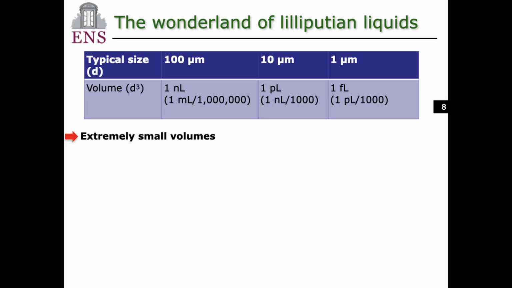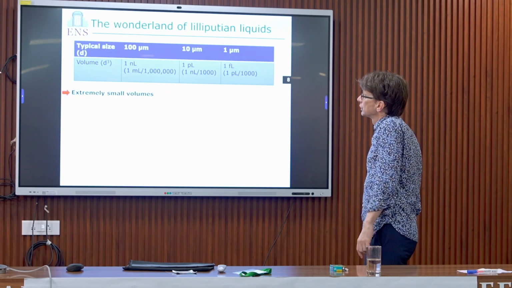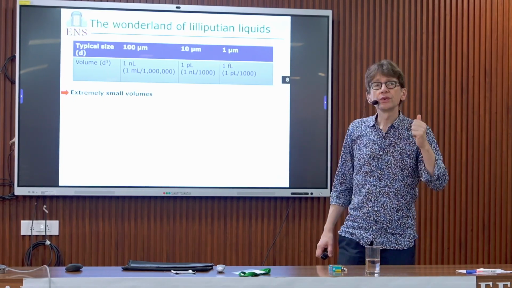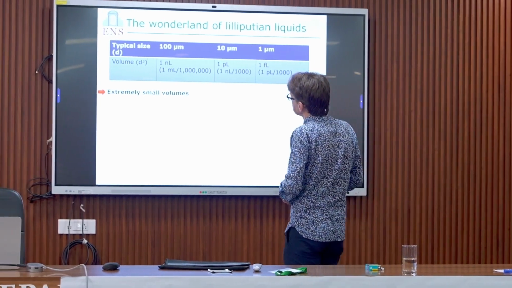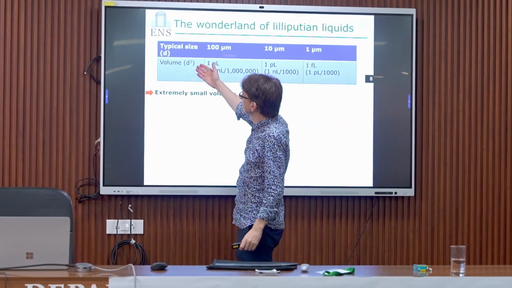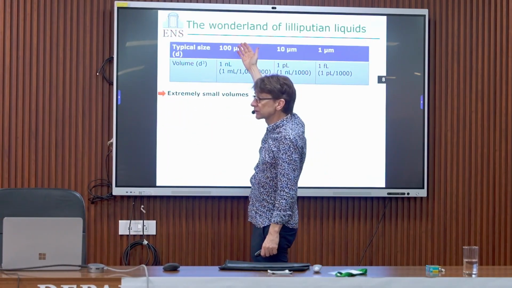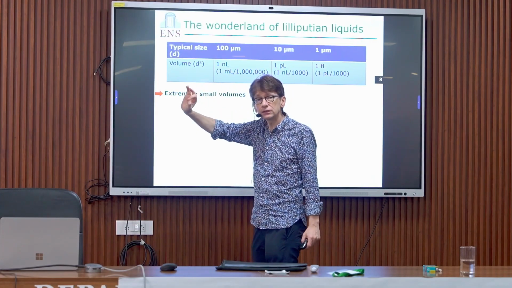A very simple consideration about microfluidics: for me, there are three characteristics. The first is you deal with very small volumes. Your volume scales with size to the power 3. So 100 micrometers is already 1 nanoliter.